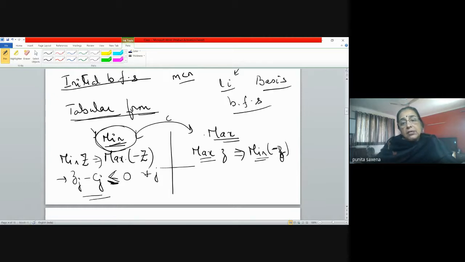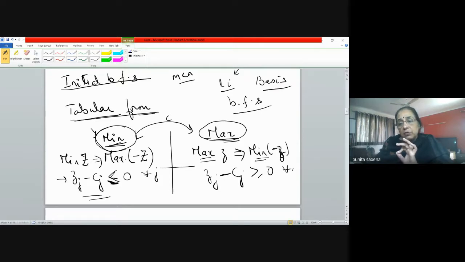Now, this is when you have a minimization problem. In case you are solving a maximization problem directly, without converting it to minimization, then the optimality criteria will become that all my Zj minus Cjs should be greater than or equal to 0. Is this clear? If I have a maximization problem, then all my Zj minus Cjs should be greater than or equal to 0. If this happens, then the current solution is optimal.